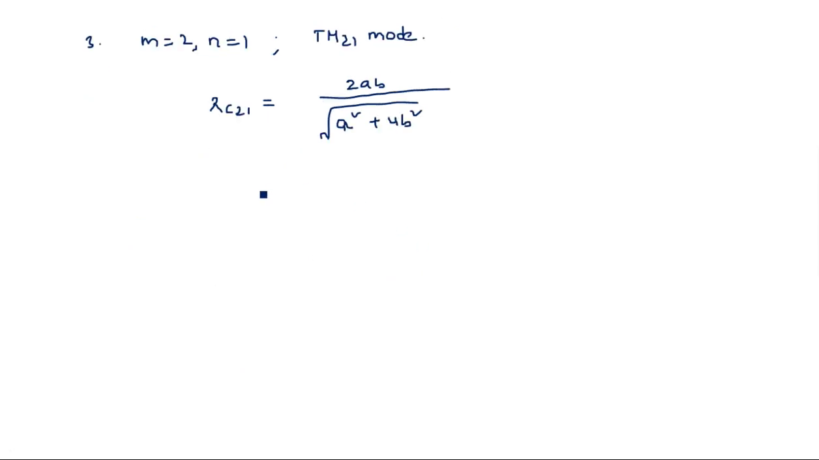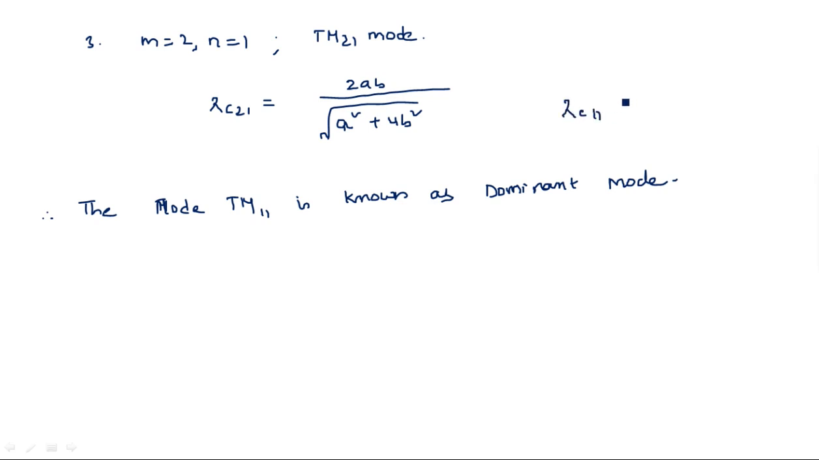So, according to the definition of cutoff wavelength, the maximum possible wavelength is known as the cutoff wavelength. In this case, it is lambda c 1 1. Therefore, the mode having the highest cutoff wavelength, that is the mode TM 1 1, is known as the dominant mode. Dominant mode. Okay.